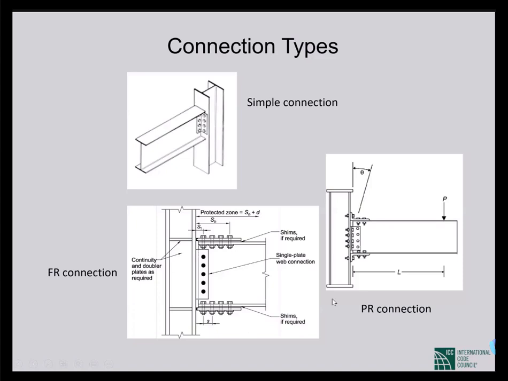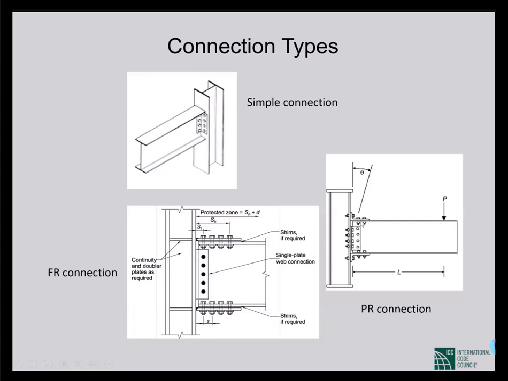In case of partially restrained connection, we'll also discuss these things tomorrow, but here to give you some idea, in case of a PR connection, you see from the first look, they look very similar to the fully restrained connection, but the difference is that the flanges of the beam are not welded to the column flanges. So when the moment comes, the flange stresses are somewhat transferred through the angle that is connecting the beam flange and the column flange.